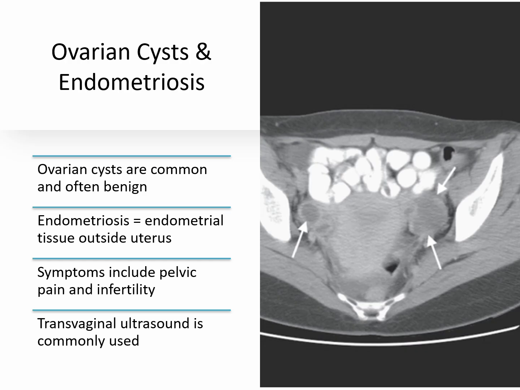Endometriosis causes infertility. Ovarian cysts are usually benign. Dermoid cysts may contain teeth or hair. Sudden sharp pain may indicate cyst rupture.